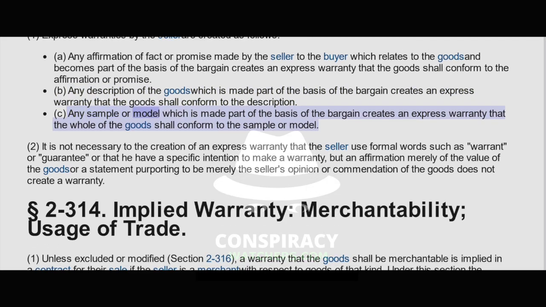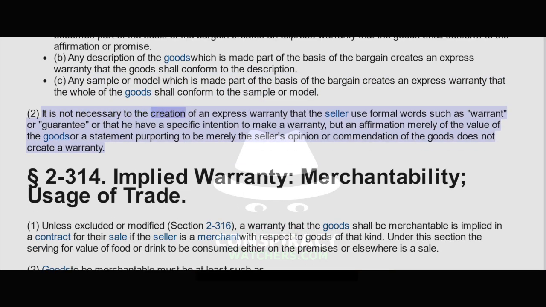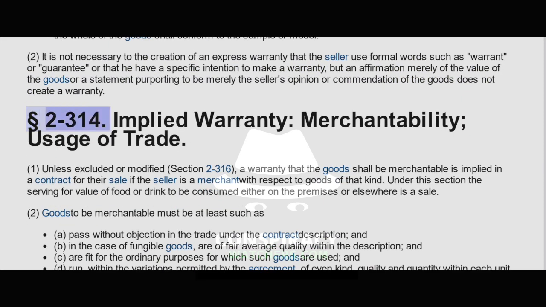Any sample or model which is made part of the basis of the bargain creates an express warranty that the whole of the goods shall conform to the sample or model. It is not necessary to the creation of an express warranty that the seller use formal words such as warrant or guarantee, or that he have a specific intention to make a warranty, but an affirmation merely of the value of the goods or a statement purporting to be merely the seller's opinion or commendation of the goods does not create a warranty. Section 2-314. Implied warranty, merchantability, usage of trade.